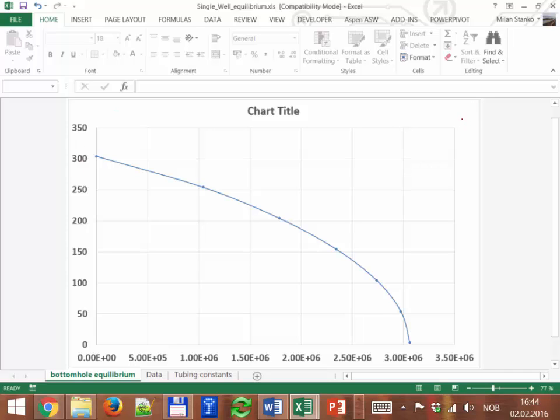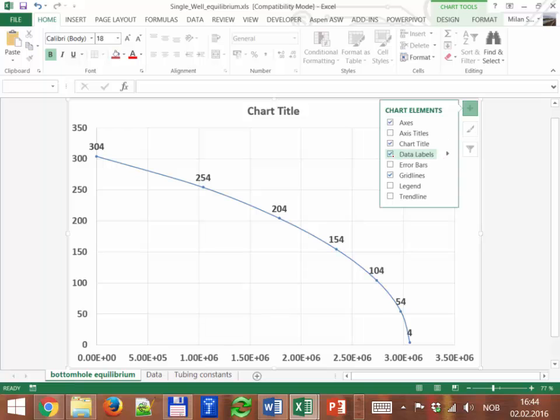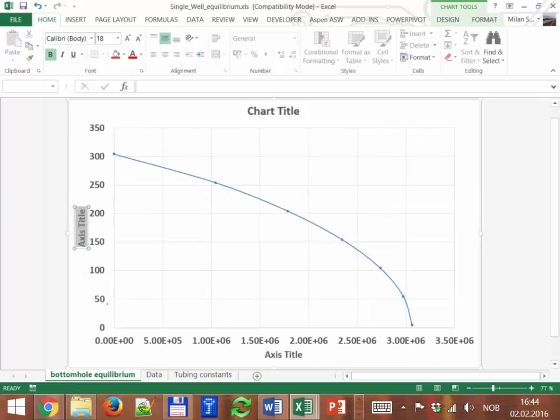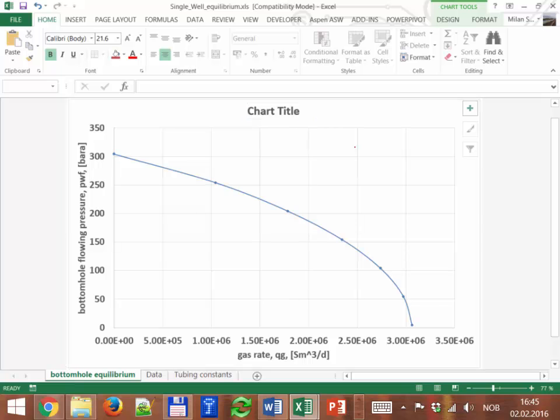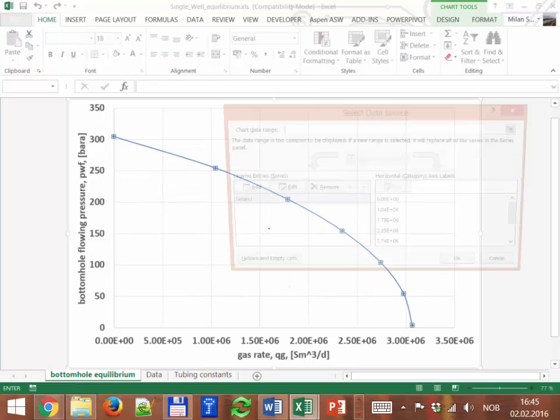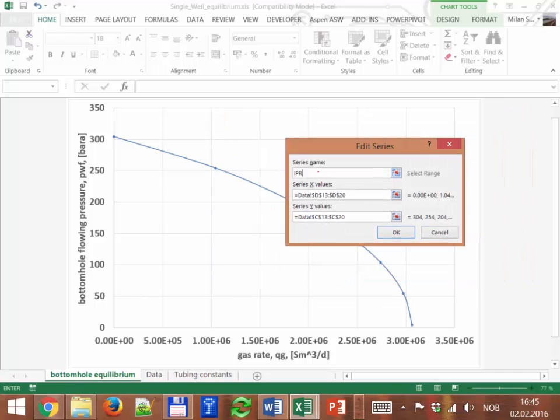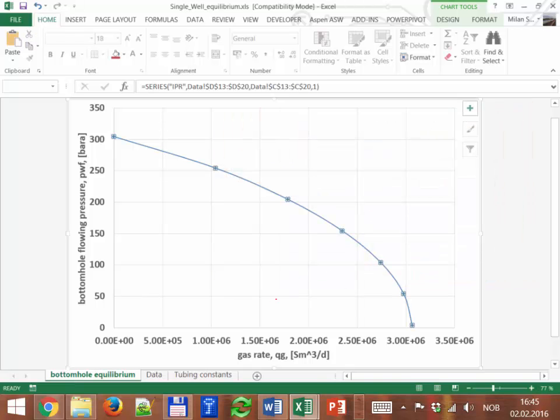So now I have to put the labels. Titles. And that value is in bar. And here we have the rate, so it's a gas rate QG, and that's in standard cubic meters per day. And we can baptize that. We can just maybe give a name to the series, and we say that that's the IPR. And it's going to put the name IPR someplace.